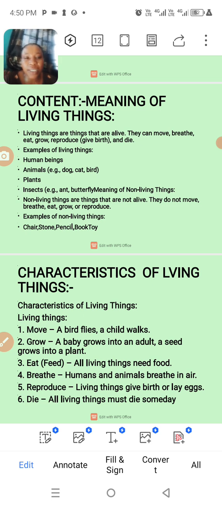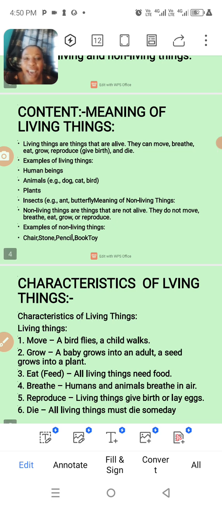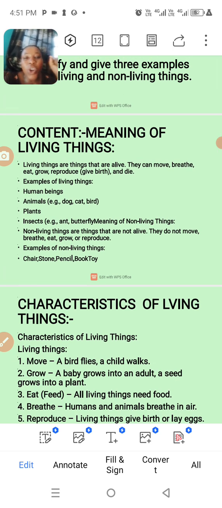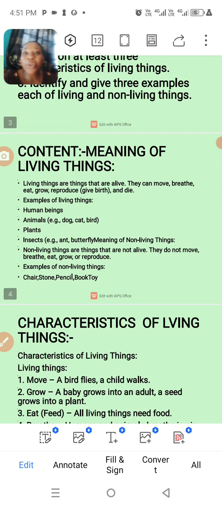Examples of non-living things: your chair, stones, pencil, books. They don't have life. They cannot move. They cannot breathe. They cannot eat. They cannot reproduce. Have you ever noticed that your chair grows or your table grows? Your television, does it grow? All these are non-living things because they don't move.